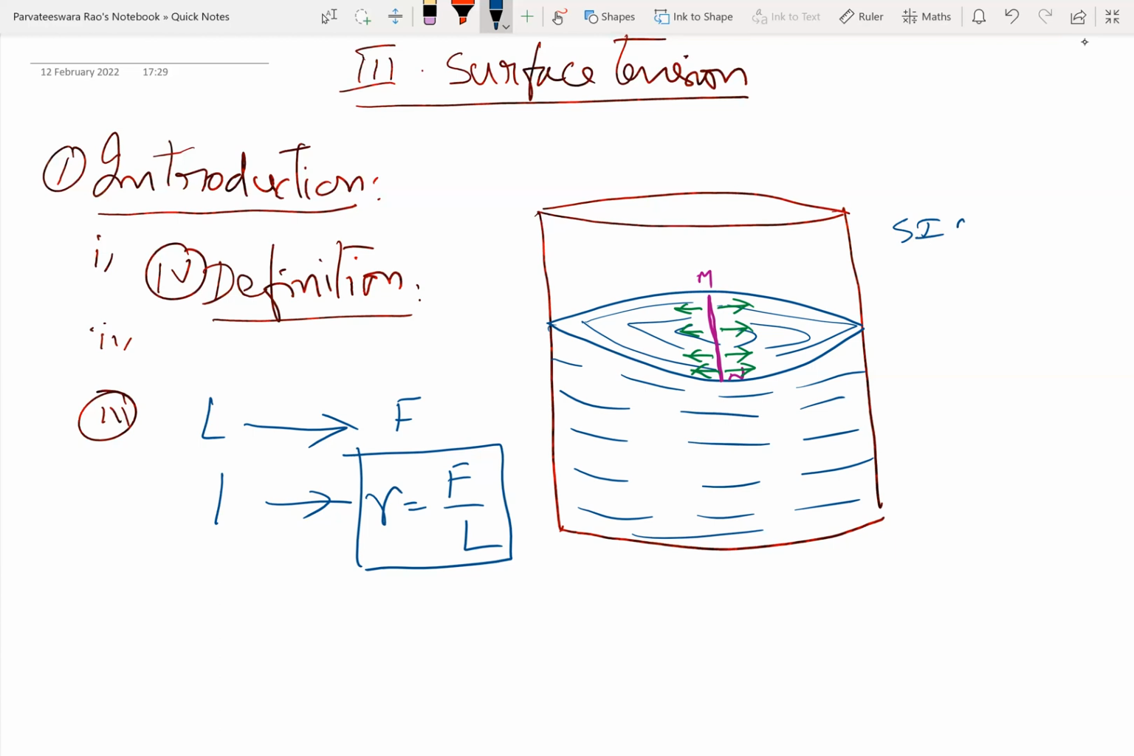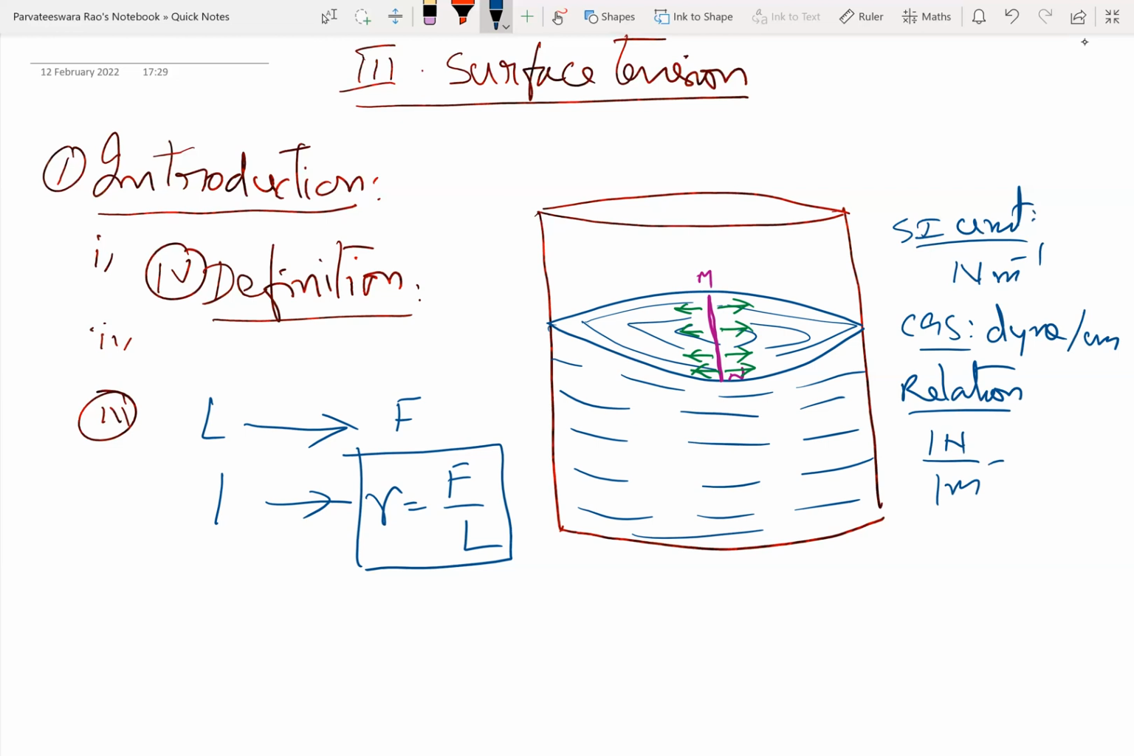So its SI unit is Newton per meter, N m^-1. CGS unit is force by length, dynes per centimeter. Relation: 1 Newton by 1 meter is 10^5 dynes by 10^2 centimeters. So 1 N m^-1 is 10^3 dynes per centimeter.